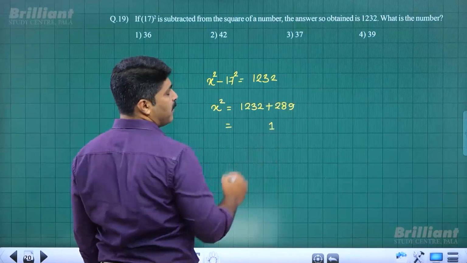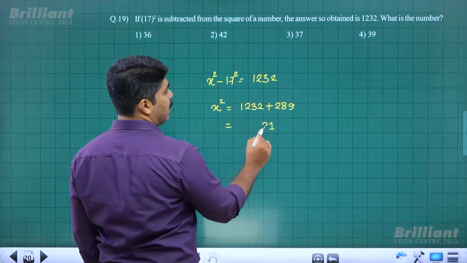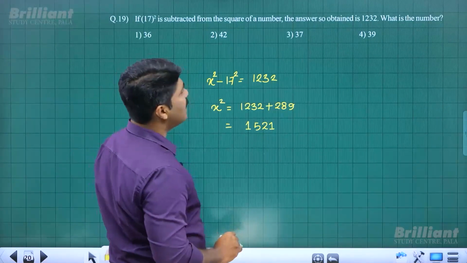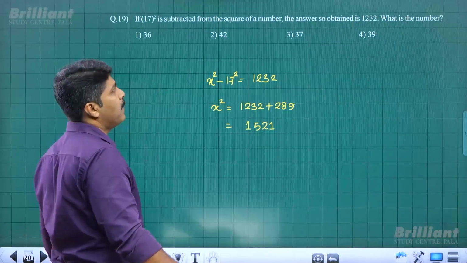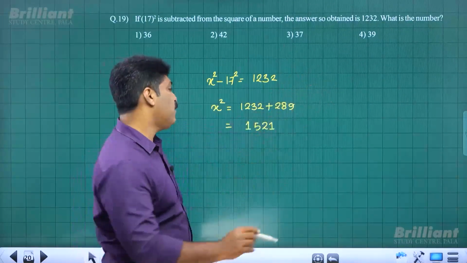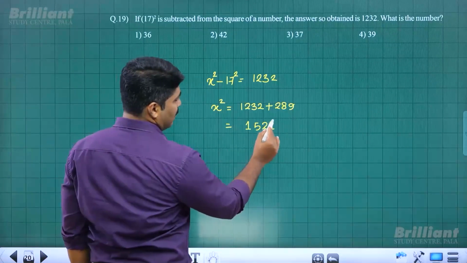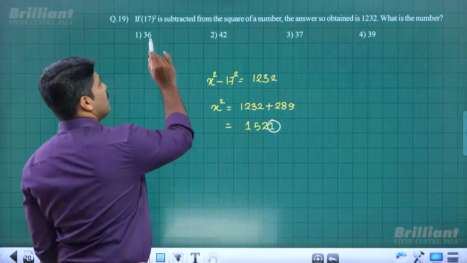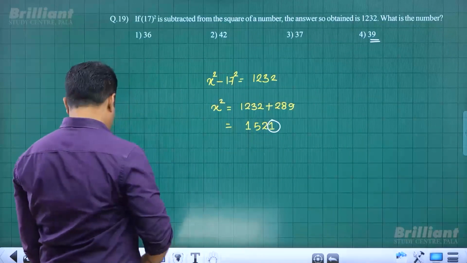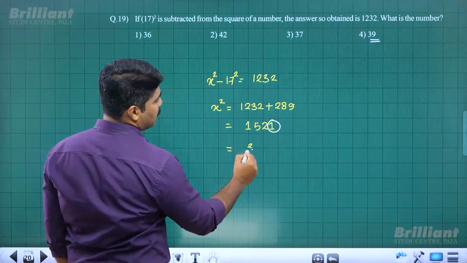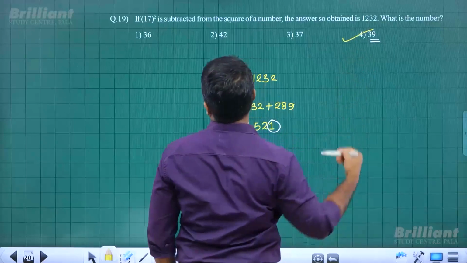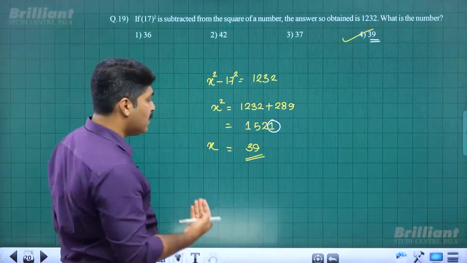9 plus 2, that's equal to 11. 1 is there. 9 plus 3, 12. 1 is there. 5. So this is 1521. Can you guess which is the square root of this number? Or from the given set of options, you can easily catch which value square will end with this 1. That's a simple logic. Simply consider this unit digit. So here, 6 square will end in 6. 2 square, 4. 7 square, 9. Only 9 square. Therefore, x square is equal to this value. Therefore, x is equal to 39. Therefore, we found the value of such number. We got that number as 39.